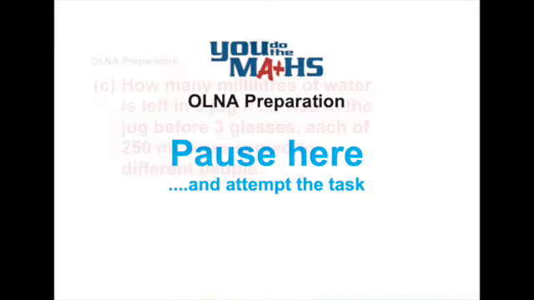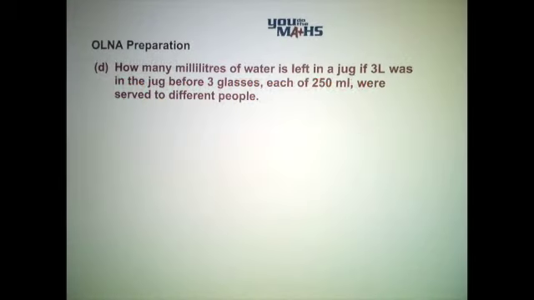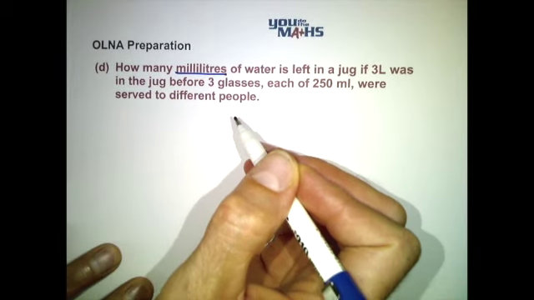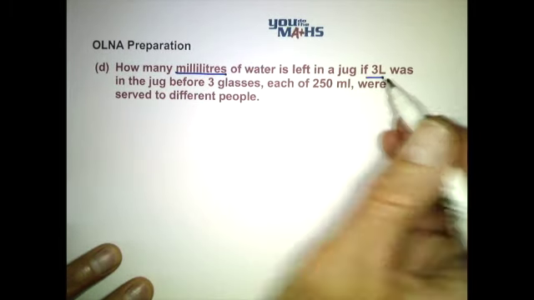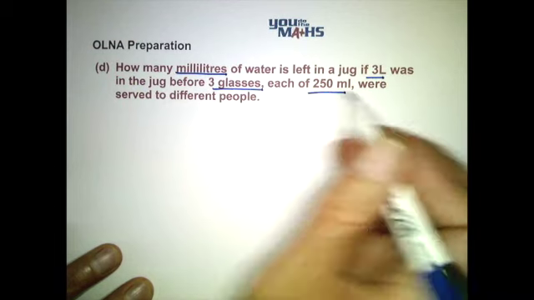Okay, another opportunity to pause and have a go at a question before we have a look at the solution. Let's have a look at some of the keywords in the question. The first thing we'll notice is our answer has to be in millilitres. That's mentioned in the very first line. We know we've got a jug with 3 litres of water, and we're going to pour 3 glasses out of it, each of 250 millilitres.